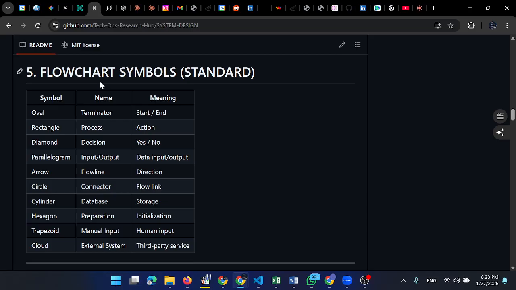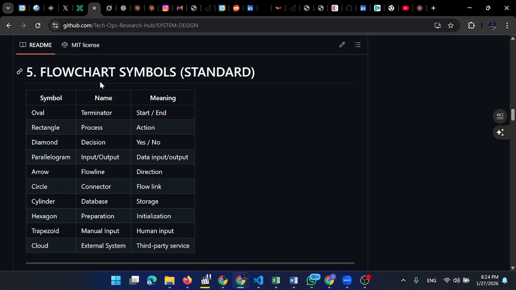Then we have a rectangle. So rectangle basically signifies the process, right? So it means action, right? Very, very important. Then we have diamond. So diamond signifies decision. So it could be a yes or a no. Then we have parallelogram. Parallelogram basically signifies input or output. So this basically means data input or data output.